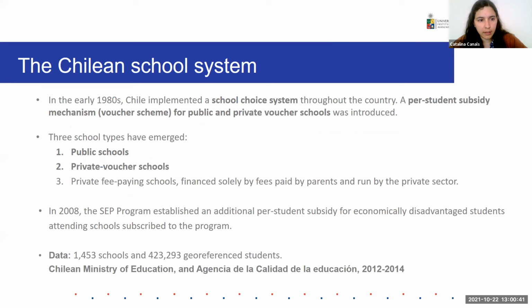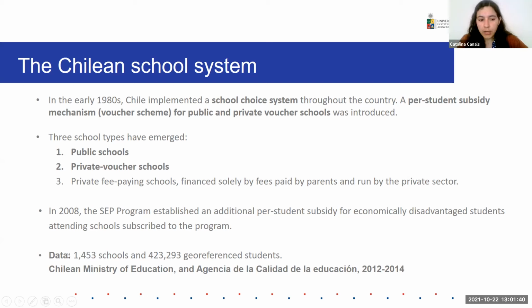To give you a bit of context, I think that Macarena in her presentation already told us a little bit about the situation in Chile. We have a very wide school choice system. In the 80s, a reform was passed that introduced a voucher to schools. So we have both public and private voucher schools funded by this per student subsidy. And in addition, we have private fee-paying schools, which are funded by the fees paid by the parents. So this is a very wide school choice system, and we analyze the situation before the inclusion law that Macarena described. So we're in a situation where we don't have a decentralized application system, but we do have this very wide school choice system.